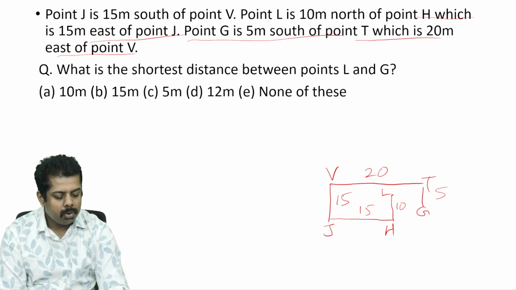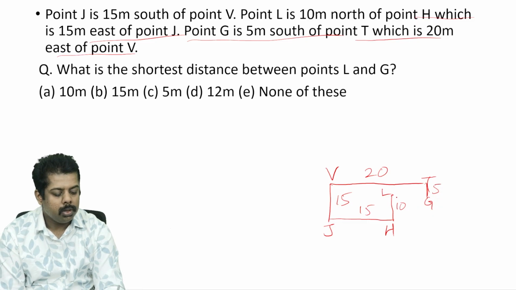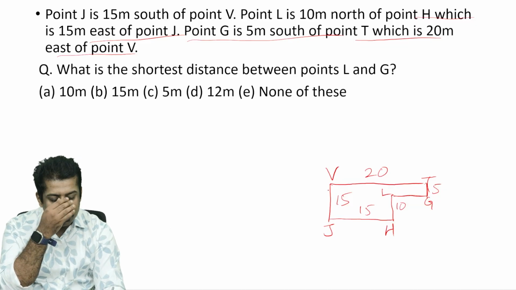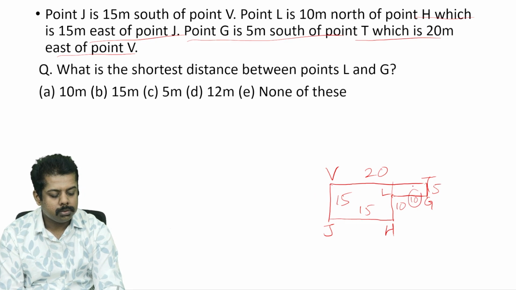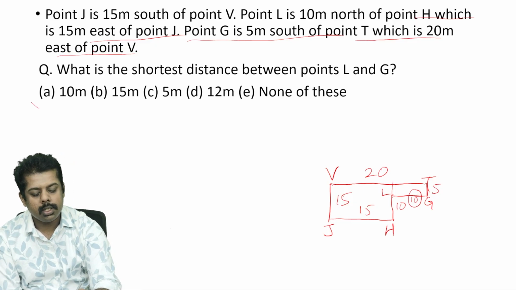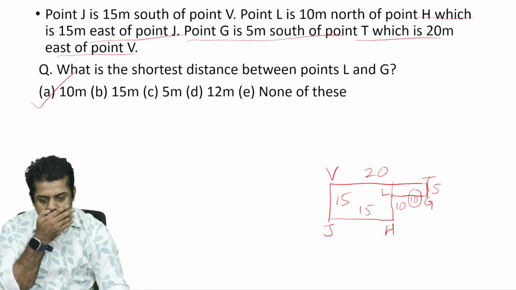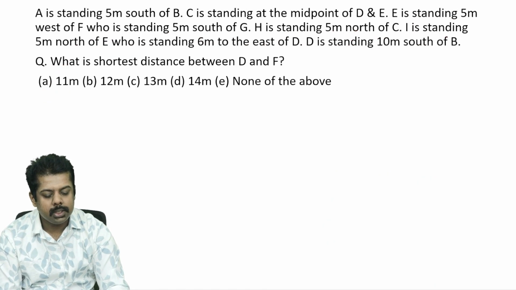Now the question says, what is the shortest distance between L and G? If we look closely, this was 15, this is 10, and this is 5. Technically, they both have to be in a straight line, so this has to be the distance. As we know, this much is 20 total, this much is 15, so this gap has to be 10. So we are getting the answer as option A, 10. Okay, moving to the next set.